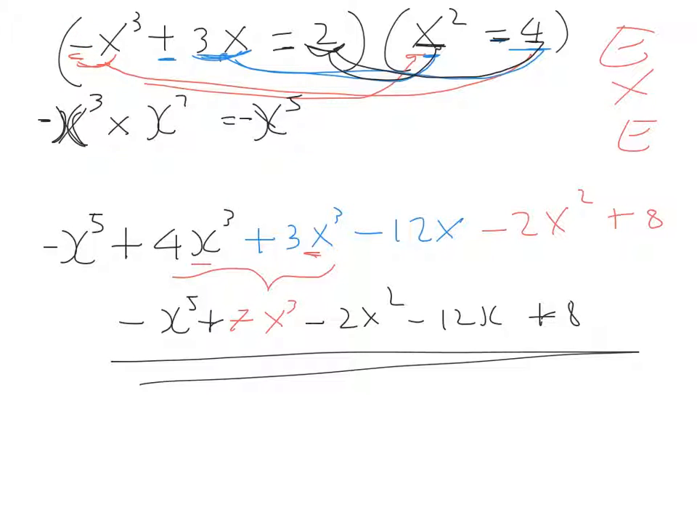A minus times a positive will be negative, minus times minus will be positive, and obviously positive times positive will be a positive one.